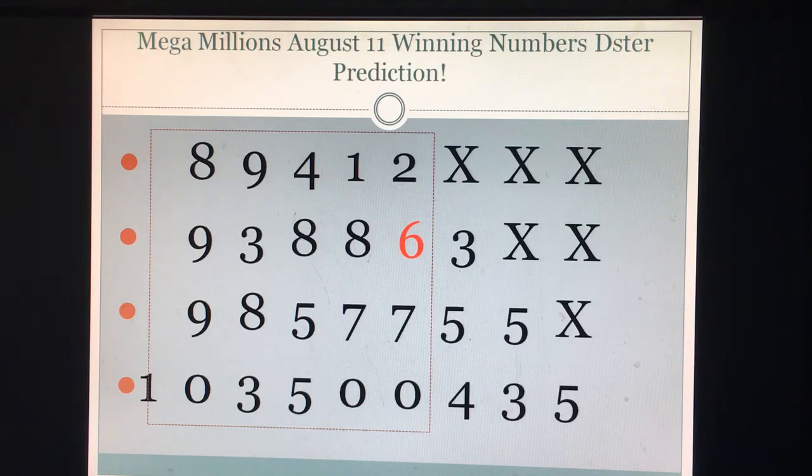Now, as you can see, the digit 0 occurred 3 times, digit 1 occurred 2 times, digit 2 occurred 1 time, digit 3 occurred 2 times, digit 4 occurred 1 time, digit 5 occurred 2 times, digit 6 now occurring 1 time, digit 7 occurred 2 times, digit 8 occurred 4 times, and digit 9 occurred 2 times. So every digit in the Dster box is covered. So you have a chance that all your digits will come in your winning lottery ticket.